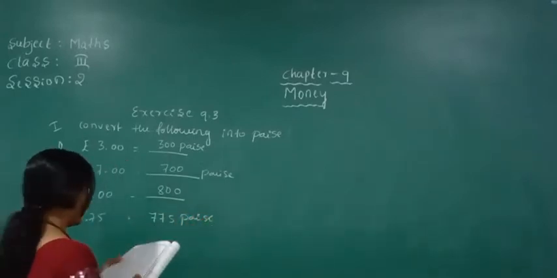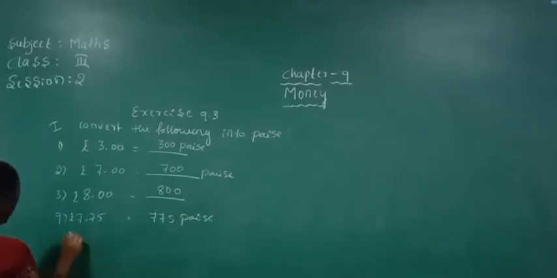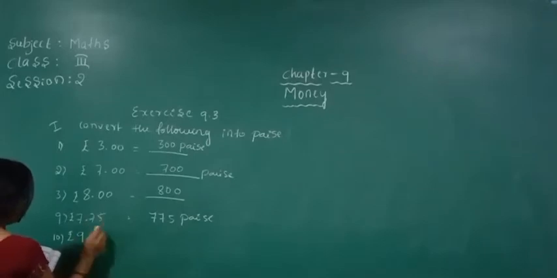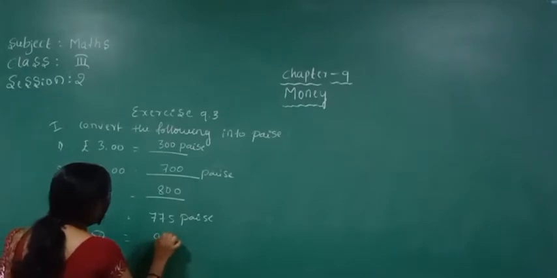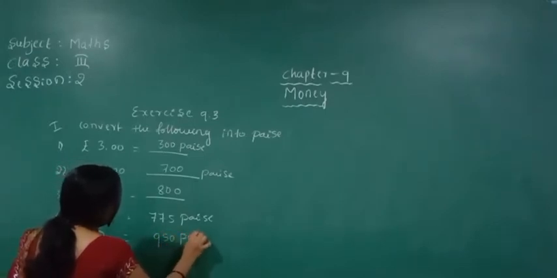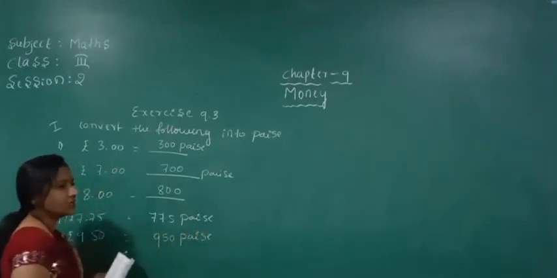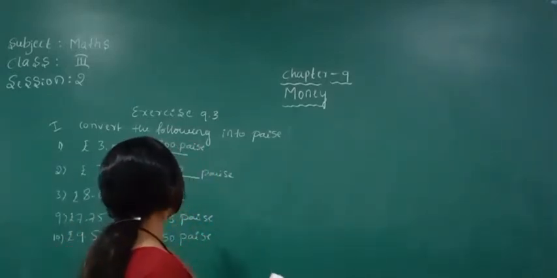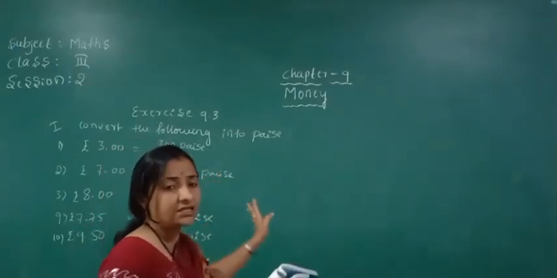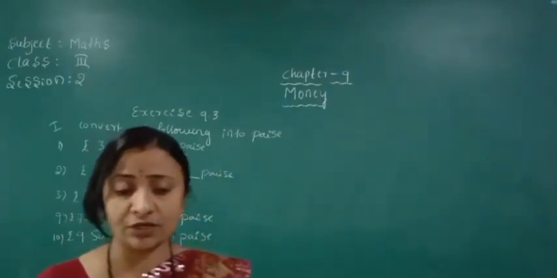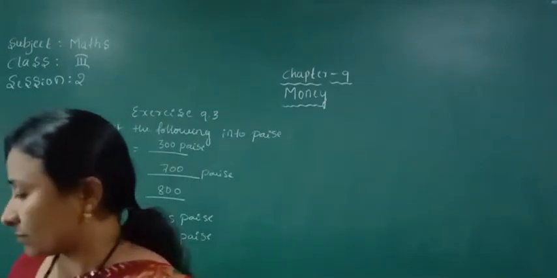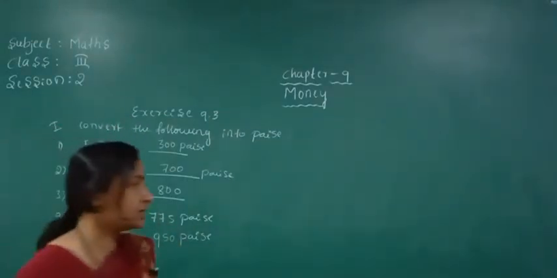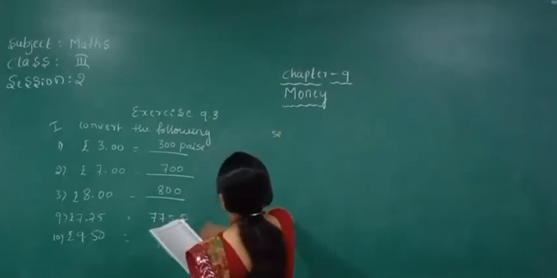How to do the next one? The same way: 9 rupees 50 paise is 950 paise. You know how to convert; I already showed you in the first session. So this first section is converting rupees to paise. Next, fill in the blanks.